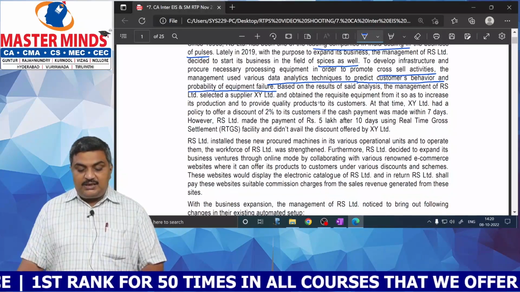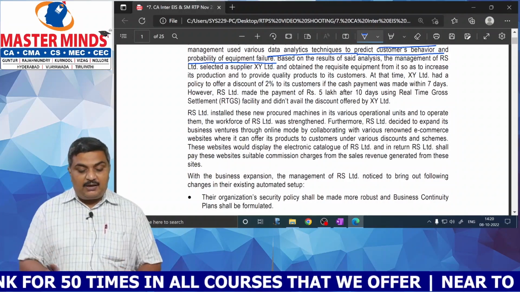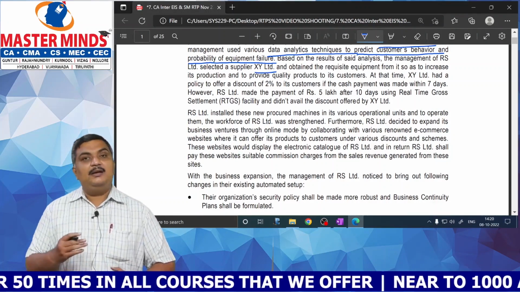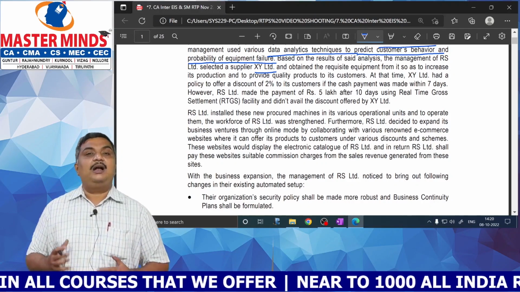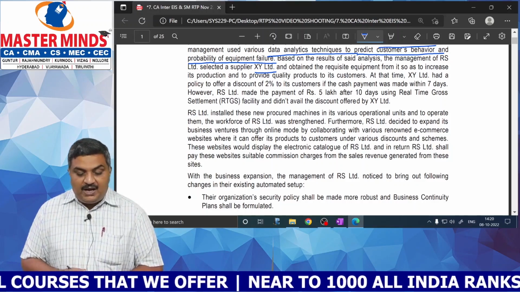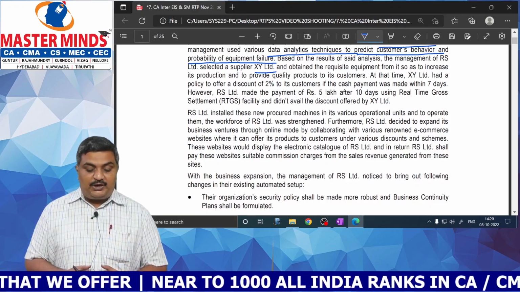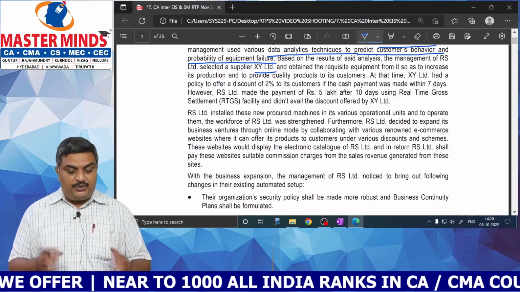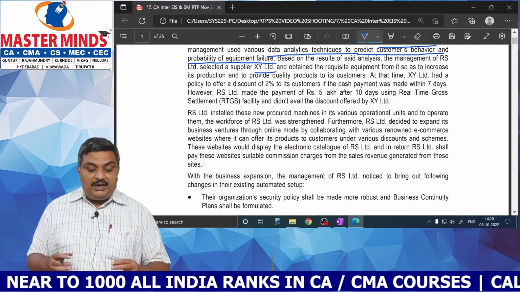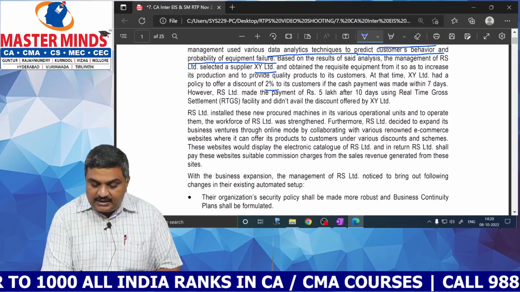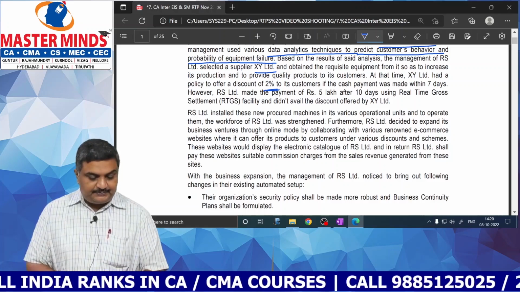So, based on the results of said analysis, the management of RS Limited selected a supplier called XY Limited. So, RS Limited have chosen a supplier to supply the machinery, and the name of that company is XY Limited, and obtained the requisite equipment from it so as to increase its production and to provide quality products to its customers. At that time, XY Limited had a policy to offer a discount of 2% to its customers if the cash payment was made within 7 days.